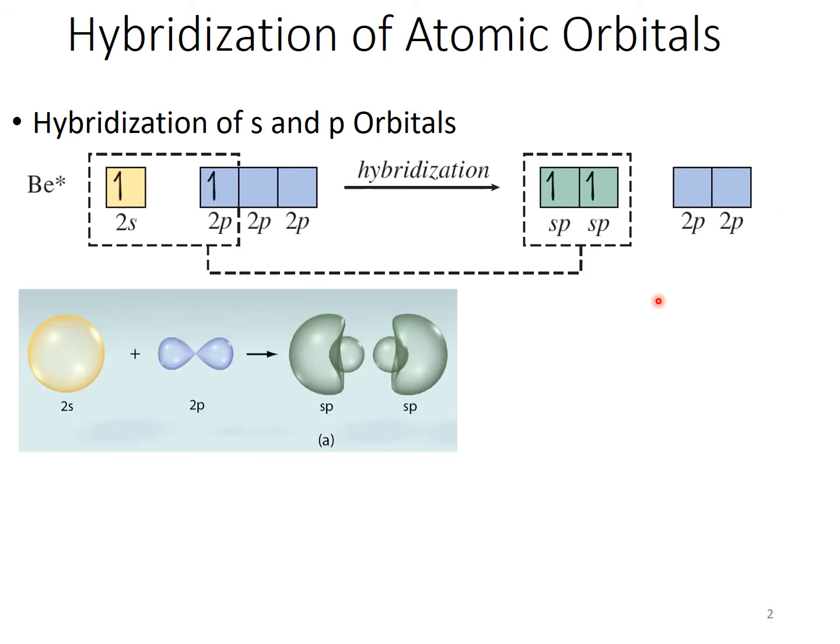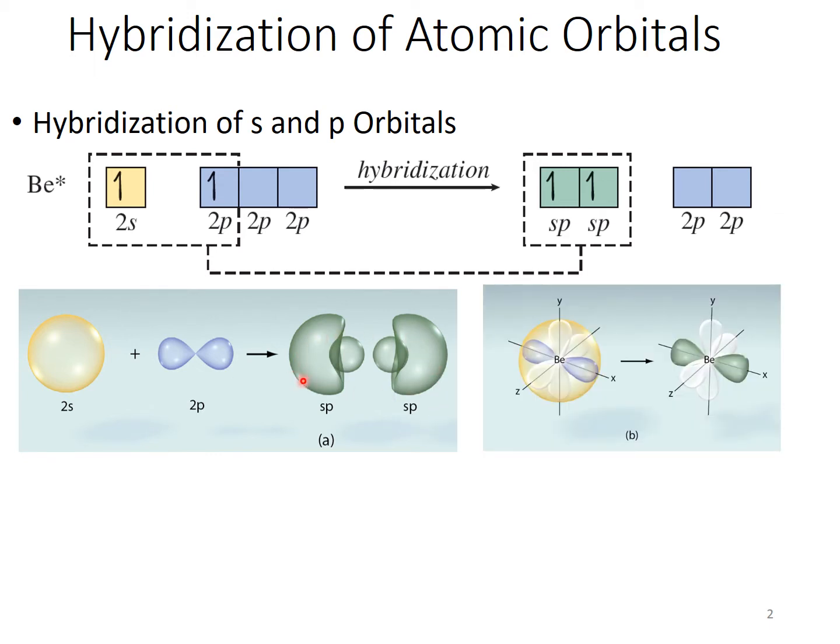This is what this actually looks like. Here is the 2s atomic orbital and a single 2p atomic orbital. We are mathematically combining these 2 atomic orbitals together, and this is actually what you get for these 2 sp orbitals. So here were 2 orbitals, here are again 2 orbitals. Here we have one of the sp orbitals that looks like this, and another sp orbital that looks like that. So that is an example of hybridization.